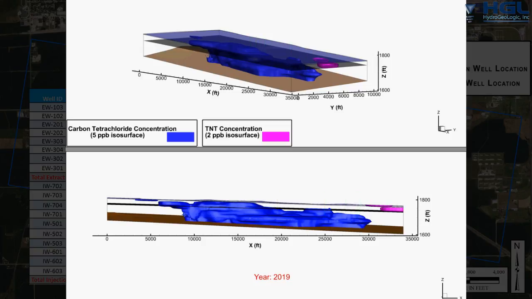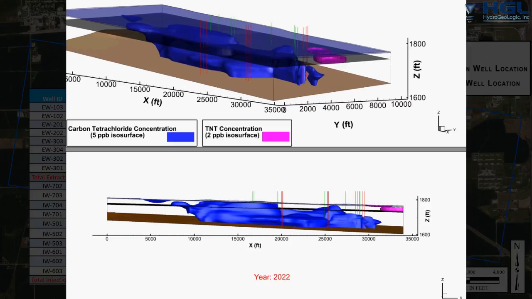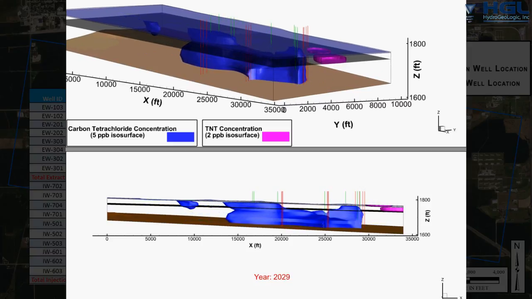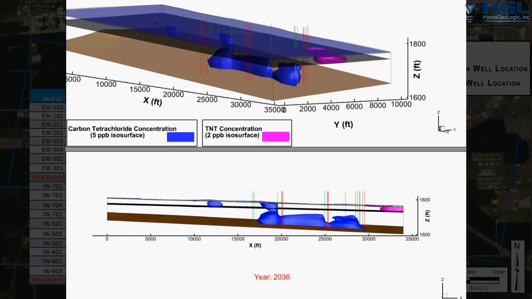The flashing green wells indicate the location of the extraction wells, and the flashing red wells the injection locations. The PBMO design completes the cleanup of the entire carbon tetrachloride plume in 26.5 years.